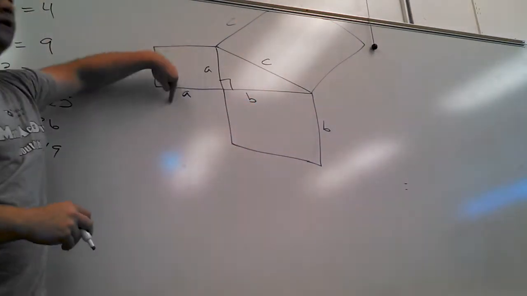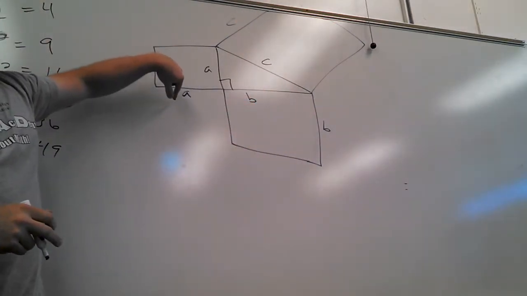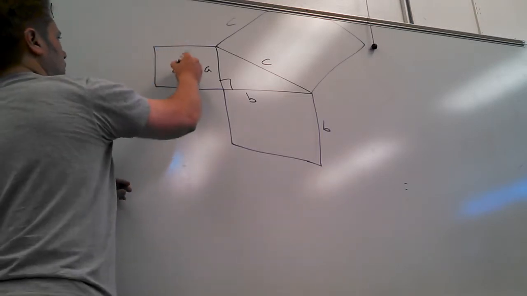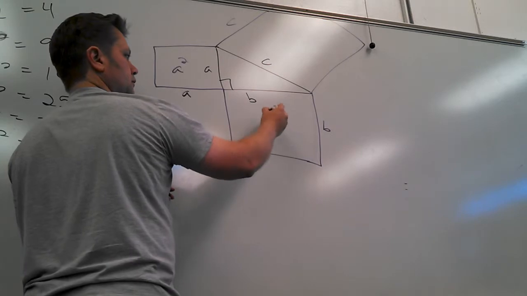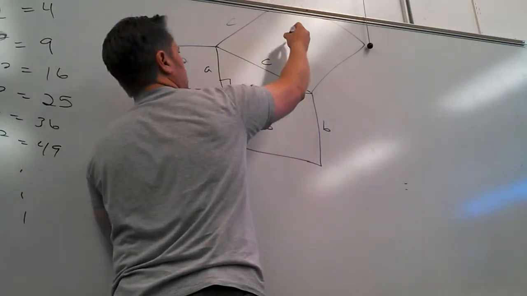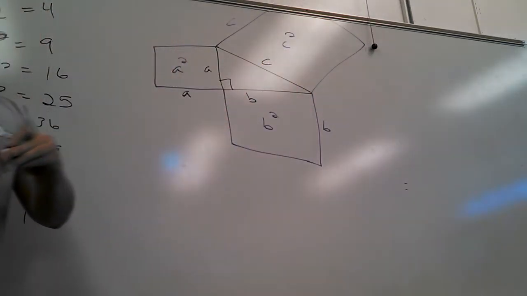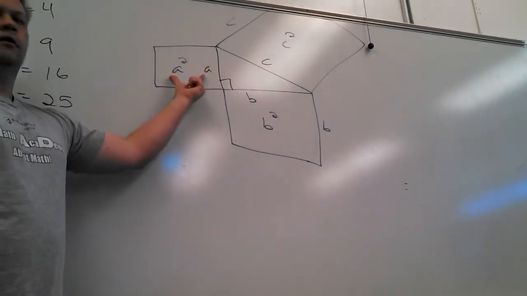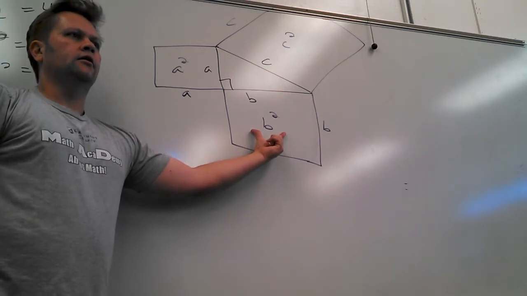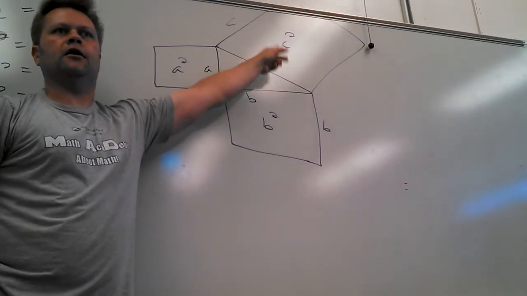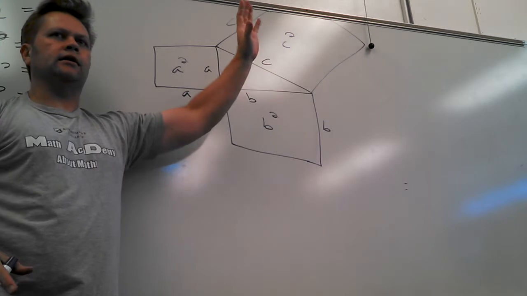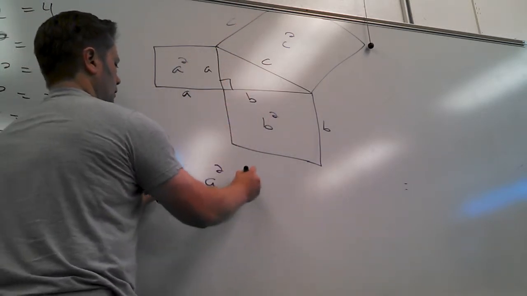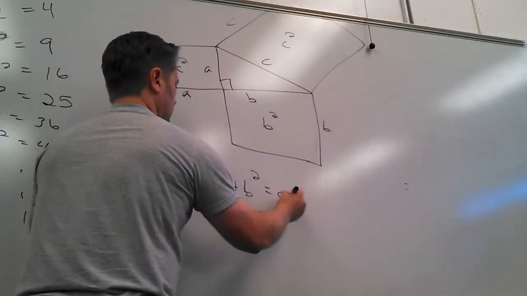Now what's the area of that square? A times A is A squared. What's the area of this one? And what's the area of that one? Now what is really funky is if you take any triangle like this and you take this area added to this area, you will get that area. That's the basic idea of the Pythagorean theorem. So it says the two smaller areas added equal the bigger area up there.